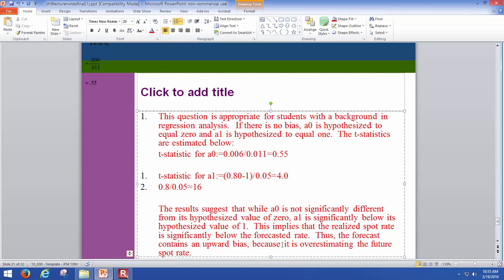Okay. And what we are saying here is, how good is the model that we have? The realized spot rate is significantly below the forecasted rate. Thus the forecast contains an upward bias because it is overestimating the future spot rate.